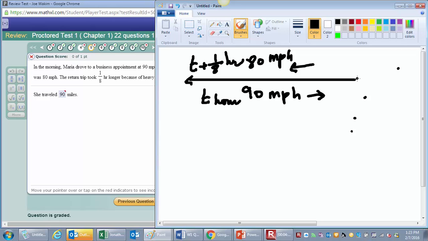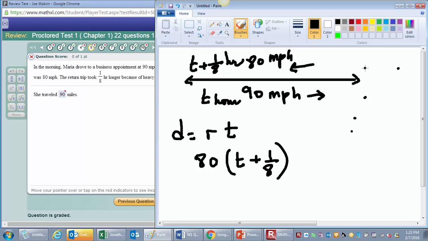So you see the same distance. So let's say distance equals rate times time. What's the distance equals rate times time? Rate is 80, time is t plus 1 over 8. So 80 times t plus 1 over 8 equals 90t. So you just do the rate times the time.